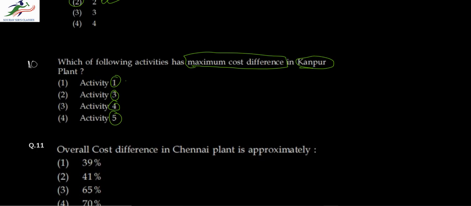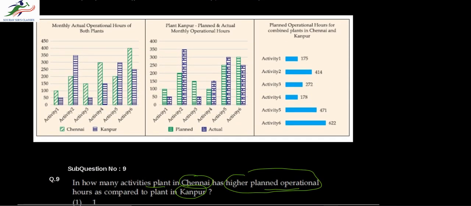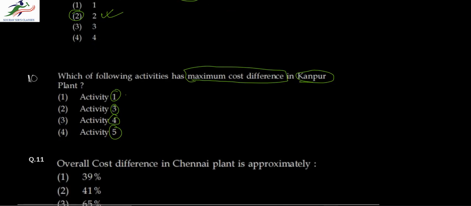Now let's just have a look at the graph for Kanpur. So in the graph, you can see that the difference between the planned and actual for activity 1 is only 50. For activity 3, the difference is 150 minus 50, which is 100. For activity 4, it is again 50, and activity 5 is again 50. So clearly, activity 3 would give us the maximum cost differential. So we can straight away go for option number 2, which says activity 3 as the answer.